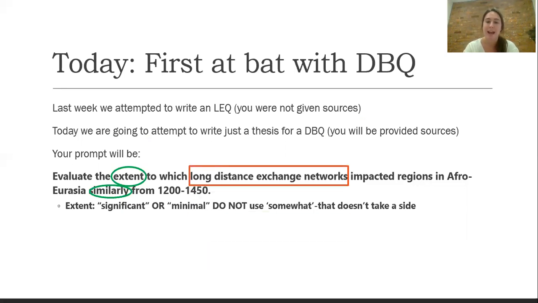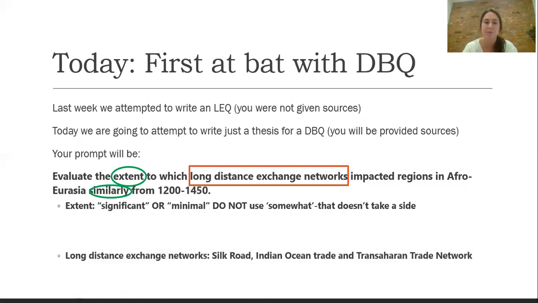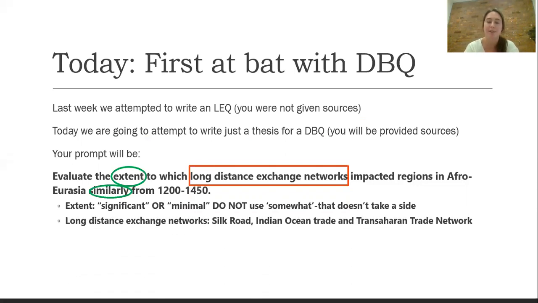We are looking at how long-distance exchange networks impacted these different regions. So what are long-distance exchange networks? Well, it's what we've been talking about in class: the Silk Road, Indian Ocean trade, and the Trans-Saharan Trade Network. We haven't yet gotten to the Trans-Saharan Trade Network, but you'll see in the documents it's not referenced. So we'll just be focusing on the Indian Ocean and the Silk Road.